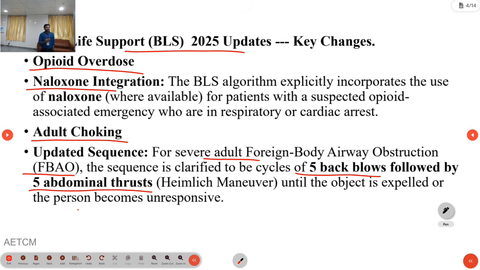These 5 back blows are delivered in between the 2 shoulder blades. With the help of the heel of your hand, you deliver 5 back blows followed by 5 abdominal thrusts. This is one major update, and you continue until the object is expelled or the person becomes unresponsive. If the patient becomes unresponsive, we know we have to lie the patient down and proceed with the basic life support algorithm. Okay, this is one major update.